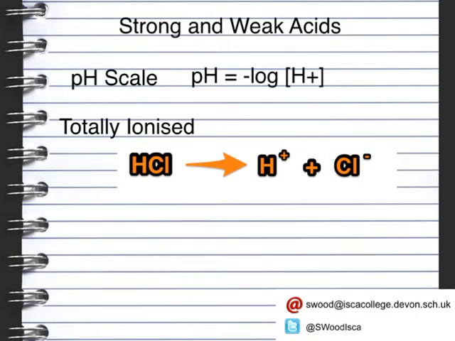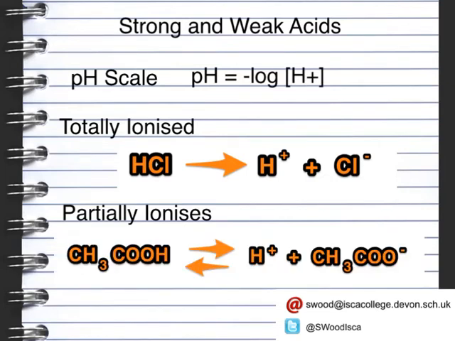Now, in comparison, a weak acid will only partially ionize. Again, you'll have to excuse my equilibrium arrows here, but here we have a weak acid which is ethanoic acid, which will only partially ionize to give some H plus ions and some ethanoate ions.